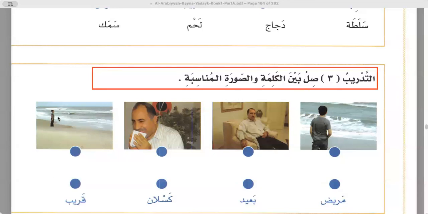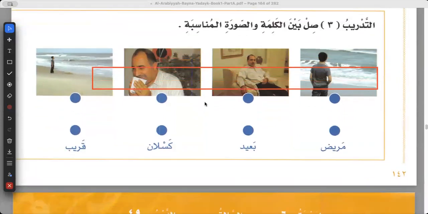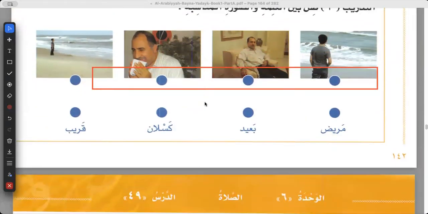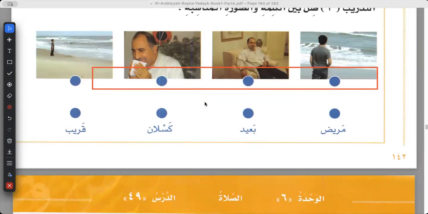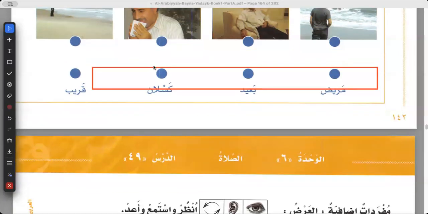So the first picture, Qarib, mashallah. Qarib. And the second one, Kaslan. Second one, Kaslan, was just sitting down there doing nothing, lazy. And the third one, Marib. And the last one, Ba'id. Barakallahu fiikum. Now let's move to Mufradat Idafiyya.